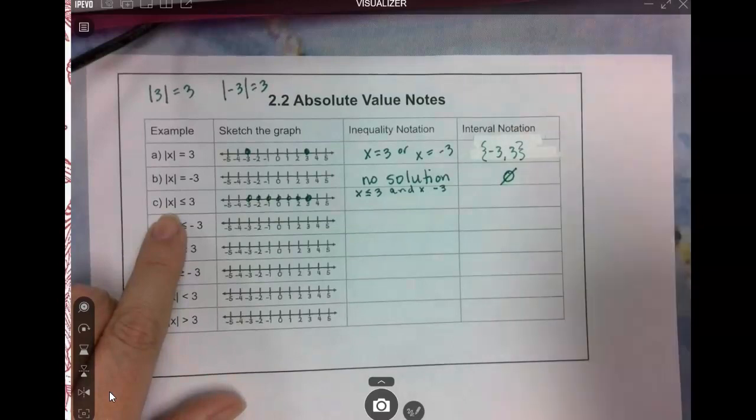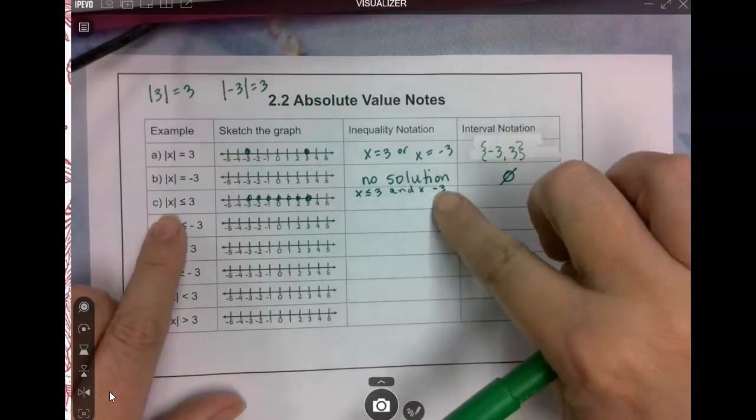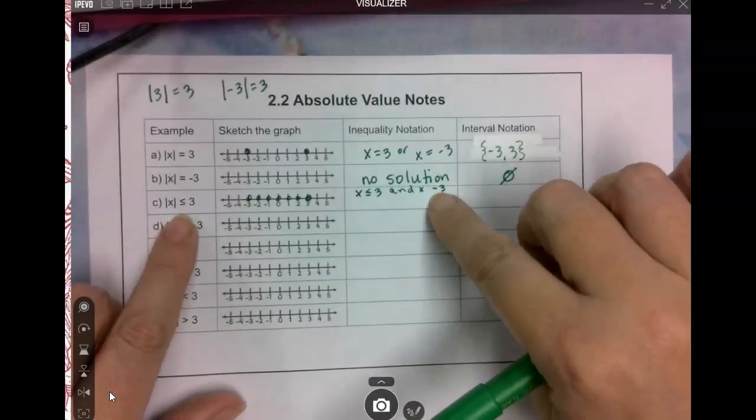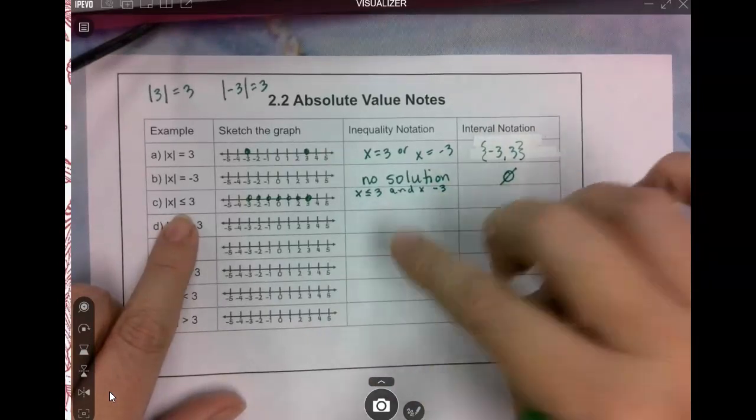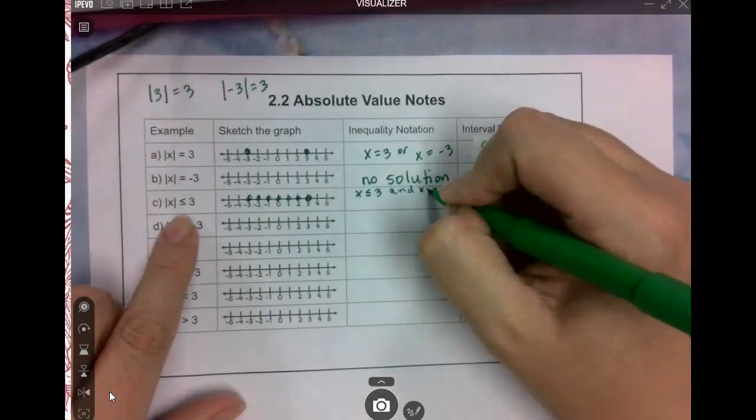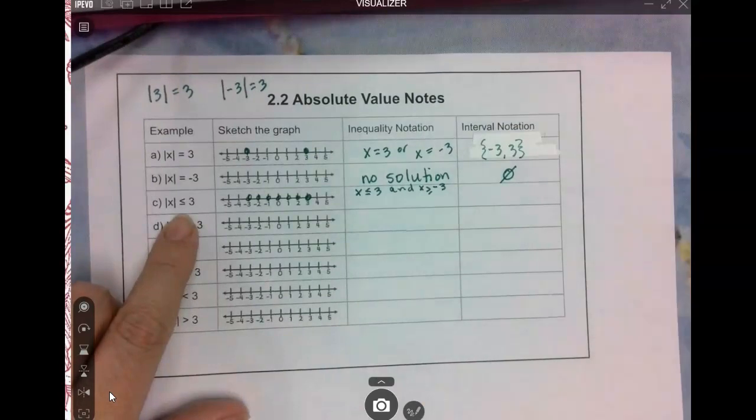But remember yesterday when we said anytime I multiply or divide by a negative, here I'm putting a negative, I have to flip the sign. Remember us talking about that yesterday? So on this one I have to flip it the other way.